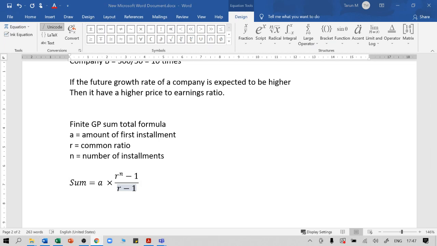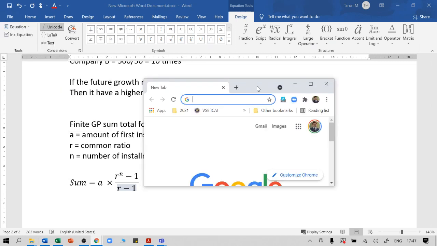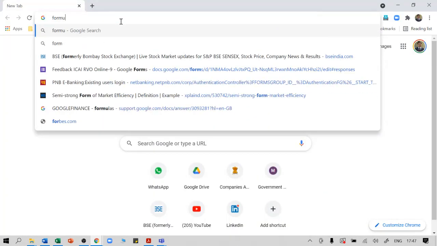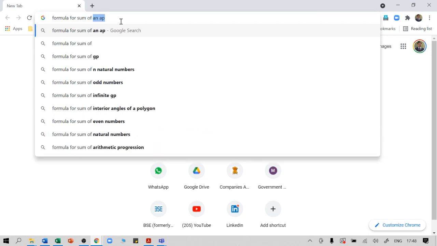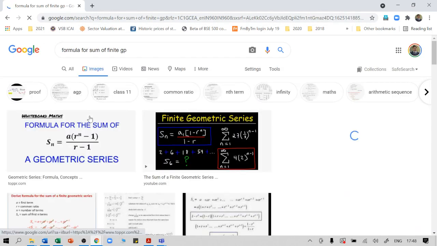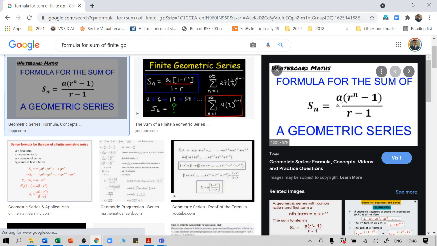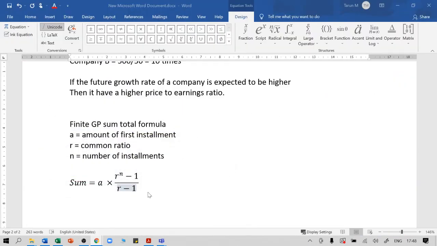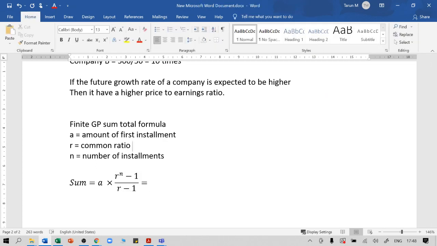Okay, suppose you don't have faith in this formula. I'll give you one thing. Formula for the sum of a finite GP. Look at this. The formula for the sum of a finite GP is equal to A into R to the power n minus 1, divided by R minus 1. GP is geometric progression. So just to give you more faith in the formula, I've shown you this. Now, the interesting thing over here is, in our case, what is R and what is N? And later we will talk about A also at last.